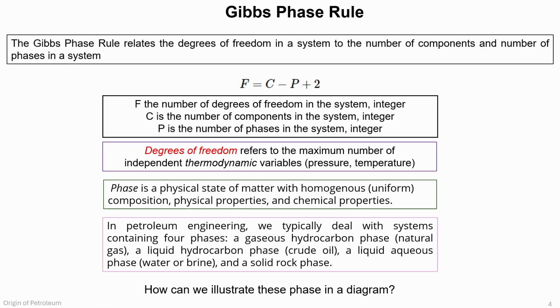The Gibbs phase rule relates the number of degrees of freedom in a system to the number of components and the number of phases. In petroleum engineering, we often deal with systems containing gas, oil, water, and rock. A phase is a physically distinct state of matter with uniform properties, and degrees of freedom refer to independent variables such as pressure and temperature. This rule helps us understand why phase diagrams are so important in reservoir fluid classification.